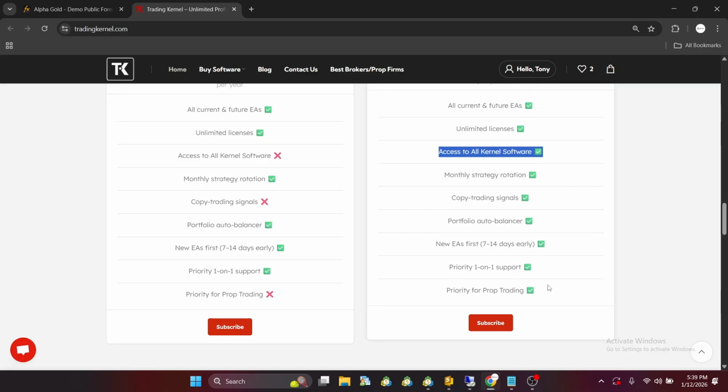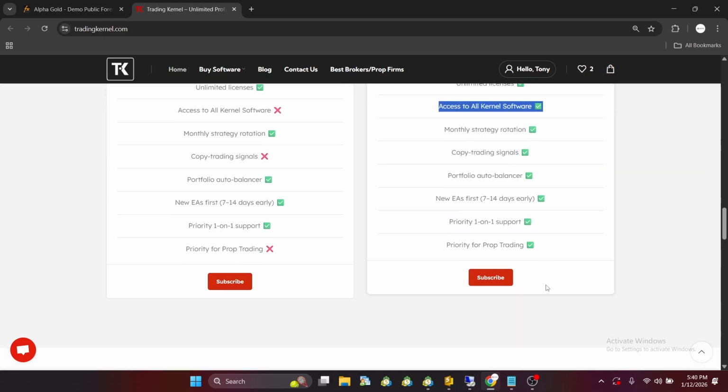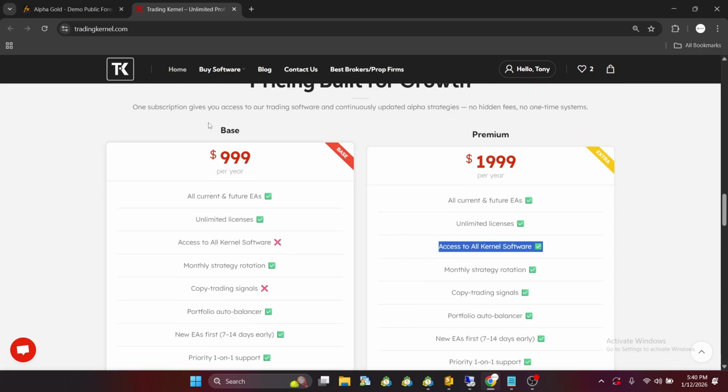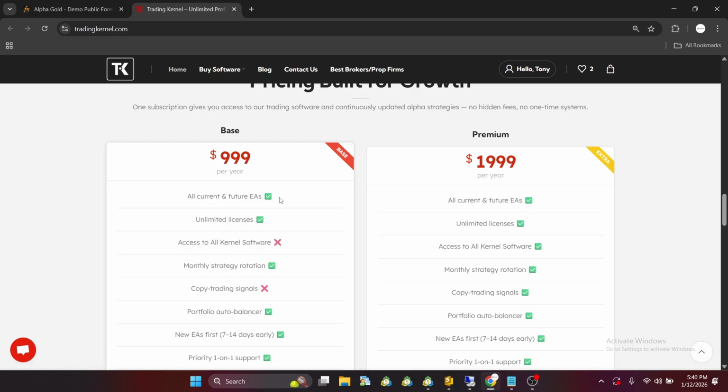You also get priority for prop trading. Using one expert advisor on multiple prop firm accounts is actually banned. So if you're subscribed to our premium plan, we make sure that nobody else uses that expert advisor on the prop firm you're trading on. But if you're subscribed to our base plan, you basically get access to every other thing, including every expert advisor we've currently built and we're going to be building in 2026.